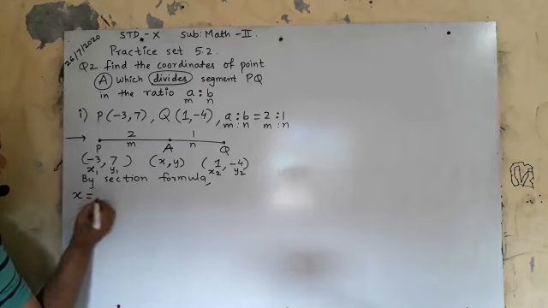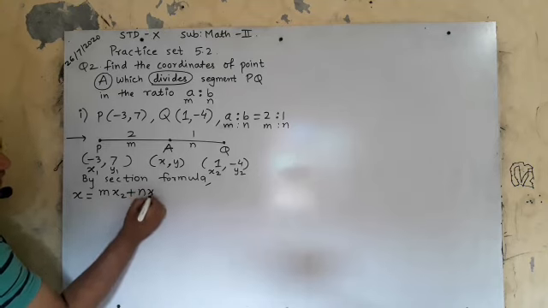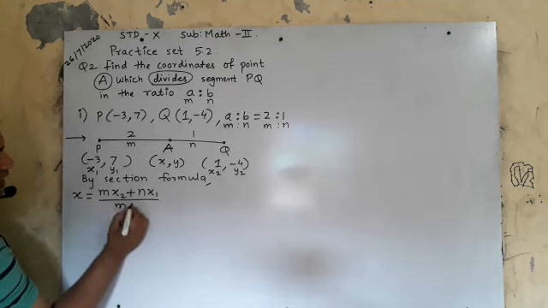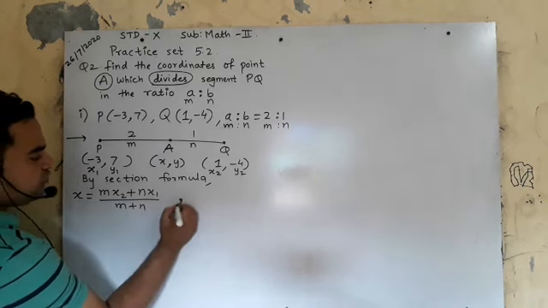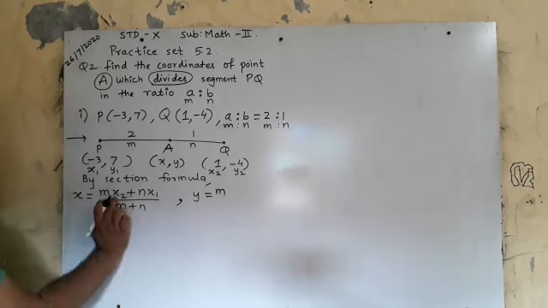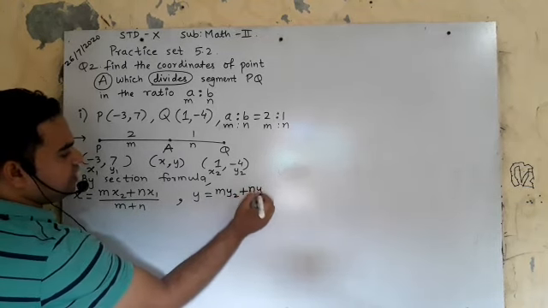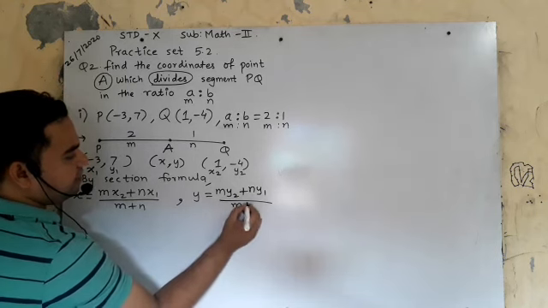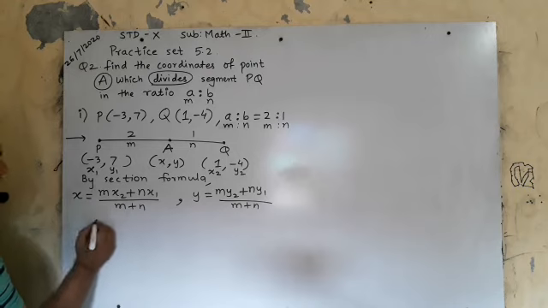So what is the section formula? First you will find out x. x is equal to (m x2 + n x1) upon (m + n). So what is y? The y coordinate, y, is equal to the same; instead of x, you have to put y. That is (m y2 + n y1) upon (m + n). Is it clear? So students, now I will put the values.